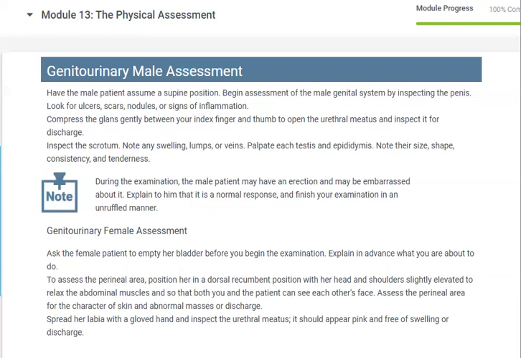Assess the perineal area for the character of skin and abnormal masses or discharge. Spread her labia with a gloved hand and inspect the urethral meatus. It should appear pink and free of swelling or discharge.